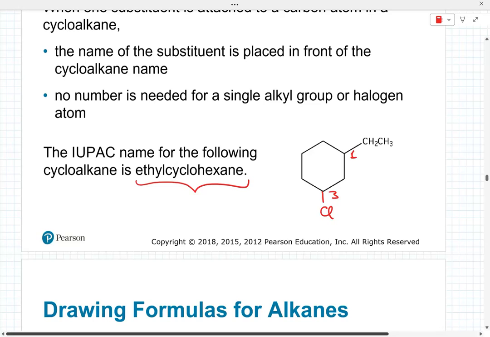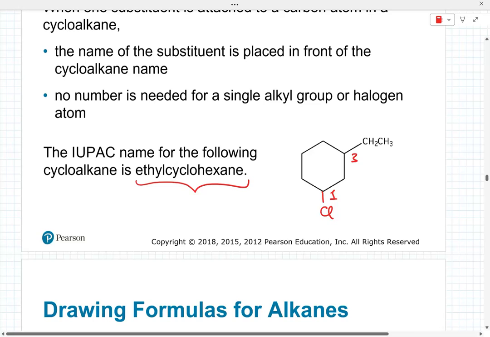Now we need to figure out which one we should actually start with. Ethyl starts with E. Chlorine starts with C. C is ahead, so it's going to be 1-chloro, 3-ethyl, cyclohexane.